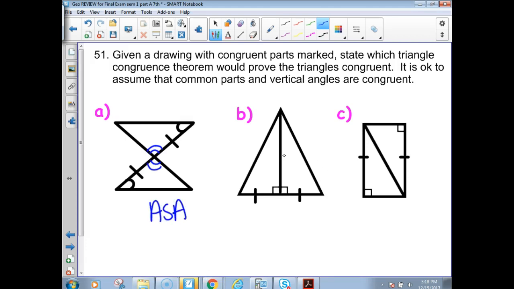What do you think on letter B? Side, angle, side. All right, and C, that's hypotenuse leg because you have right triangles and the diagonal is a hypotenuse and the other side's a leg. So this is not ASS. Don't write that on your paper, please. It's hypotenuse leg. It's not SSA.